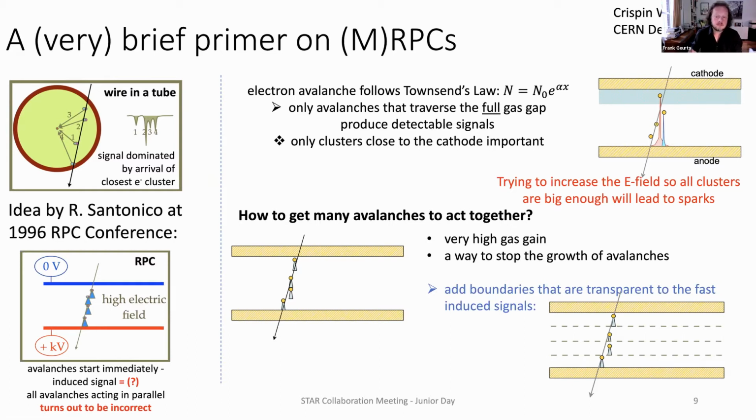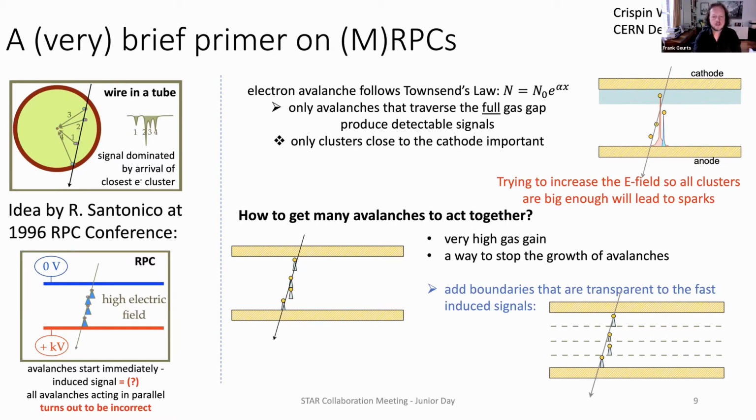Well, again, first you want to have a high gas gain, but you have to be careful, because you can get these avalanches to grow large enough that you get these sparks. So a way to stop these avalanches from growing is to put in boundaries in this gas, in this MRPC. So you add these boundaries, here on the right plot, that are transparent to the fast induced signals, but are resistive. In other words, they will not let the avalanches grow any further.